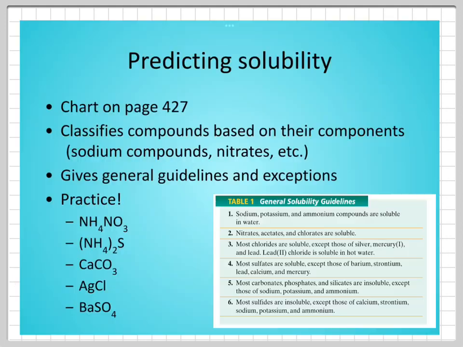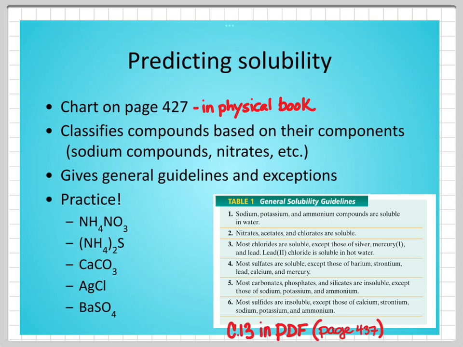Okay, good. Now, leading up to our goal of being able to write net ionic equations, we have to be able to predict solubility. This is our second foundational skill. So if you're using the Physical Holt textbook, on page 427, you will find this chart. If you are using the PDF of a different version, chapter 13 in the PDF on page 437 has this chart.